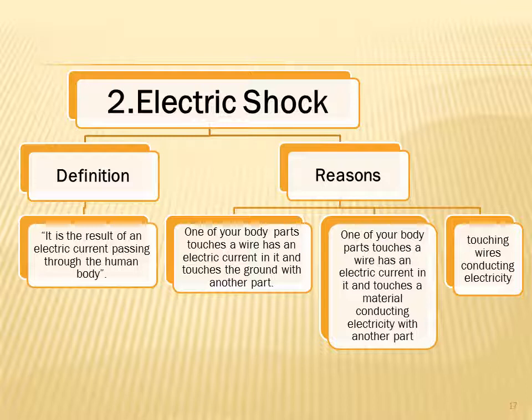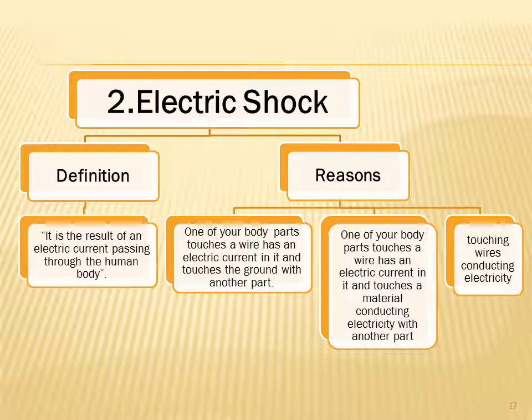Be careful. Number one, one of your body parts touches a wire that has an electric current in it, and touches the ground with another part. This happens, for example, if you touch your refrigerator while there is an electric problem in it, an uncovered wire or something, but you can't see it. So everyone who touches this refrigerator will be shocked. If you touch this refrigerator with one of your hands while you are standing on the floor barefooted, at this time you are going to be shocked. So again, one of your body parts like your hand is on the refrigerator while you stand barefooted on the ground.